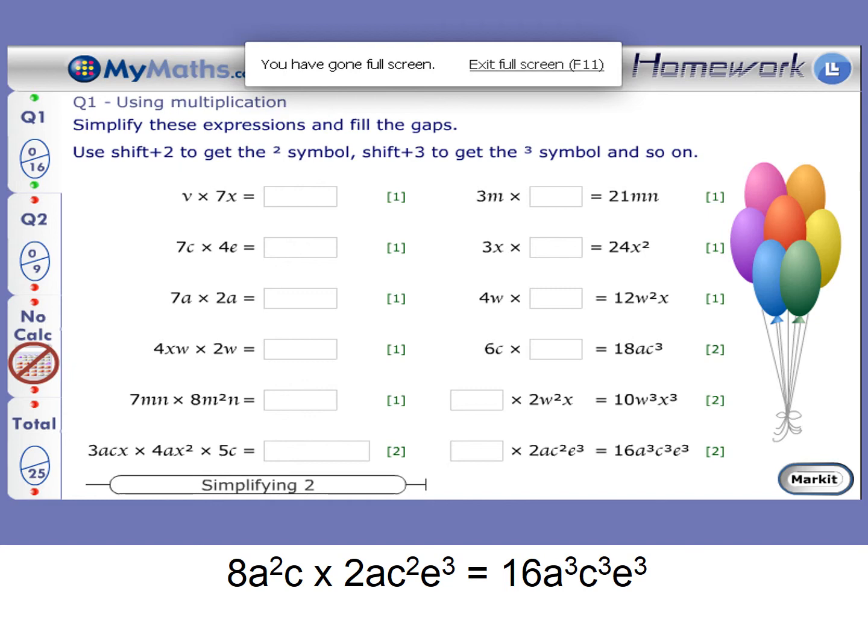Now, have a go at this yourself. It's fairly straightforward, and hopefully you will master this skill very quickly. Thank you.